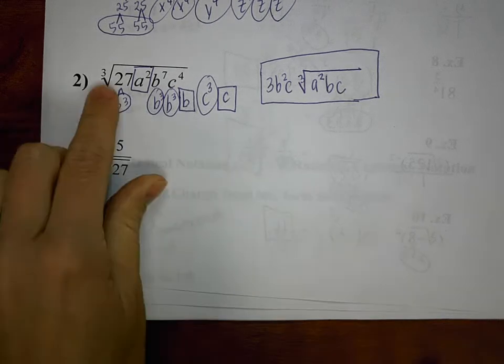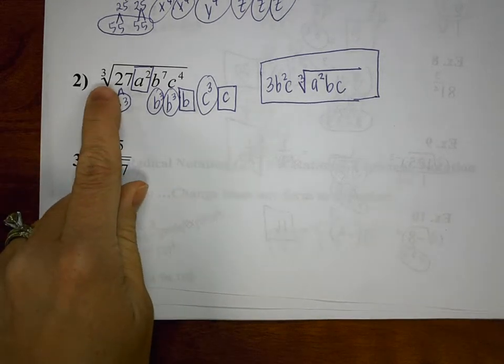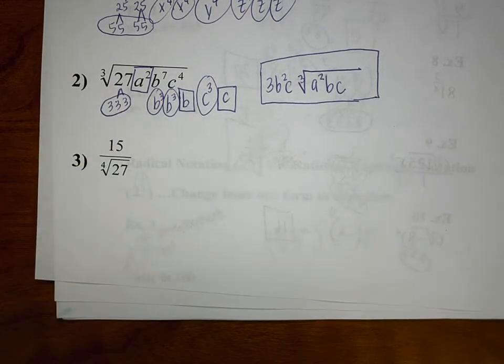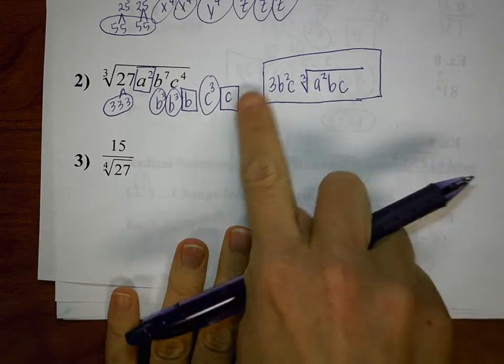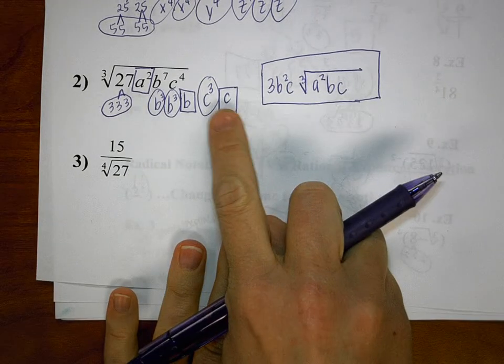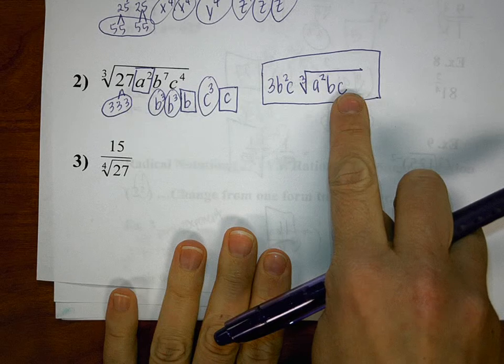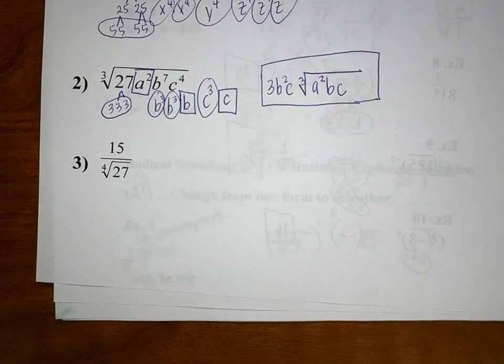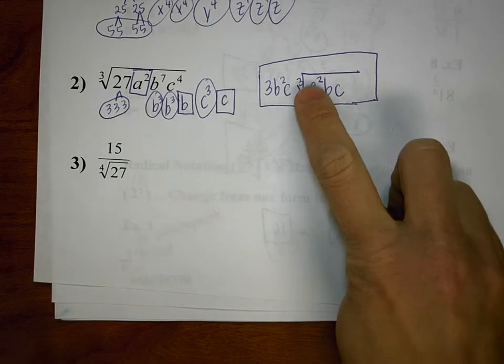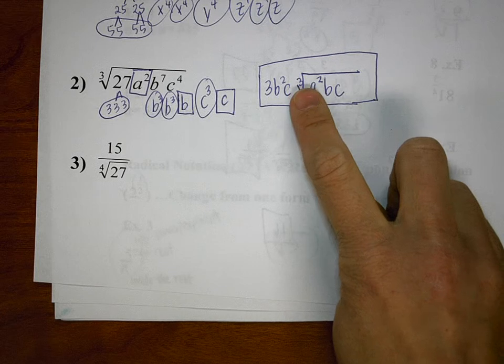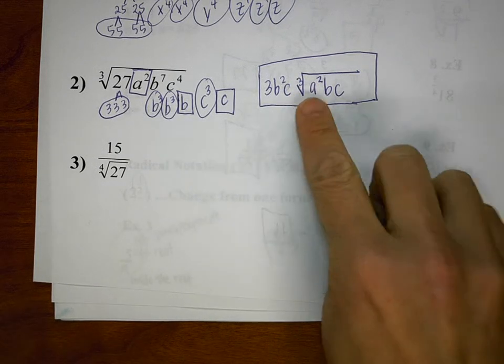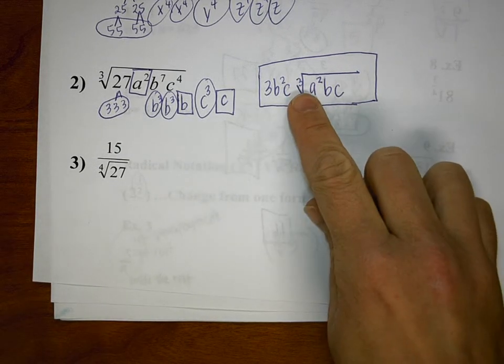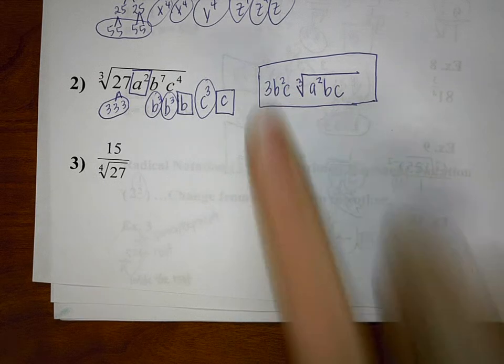How many do you need for a group? 3. So you can only group 3 together. That makes 1 group that got brought out, and there was 1 C left over, so that stays inside. Okay? And do not forget to write that cube root there, because that's representing that you need 3 for a group. If you forget that 3, you get it wrong. So whatever the root is, make sure you have that there.